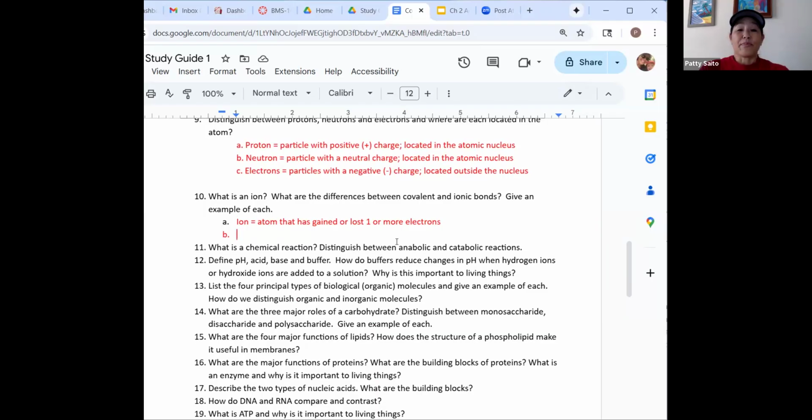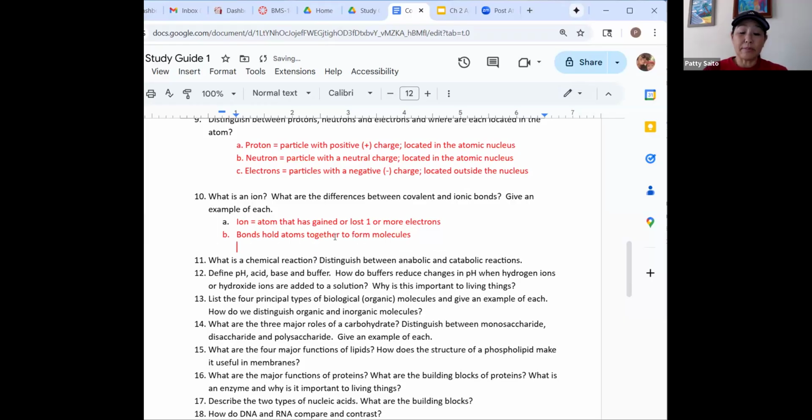All right, now we're going to build, right? So we have atoms. How do we make a molecule? How do we put those atoms together to form molecules? These connections between atoms are called bonds. So bonds hold atoms together to form molecules.